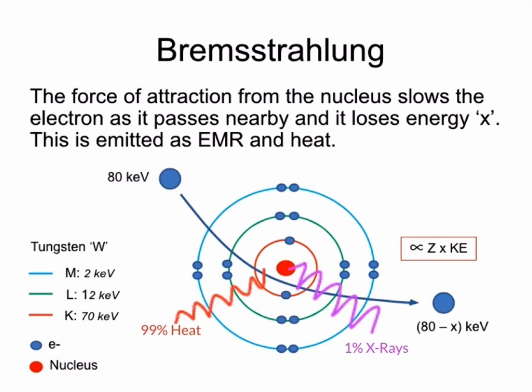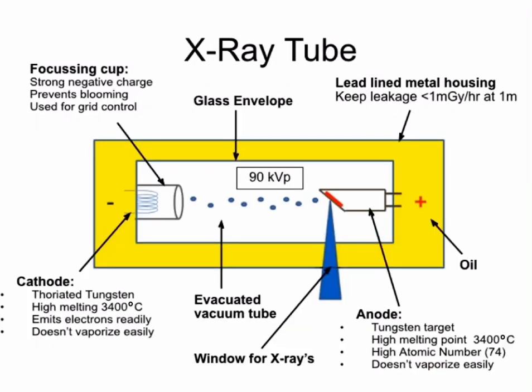The likelihood of Bremsstrahlung increases with atomic number, as the higher the atomic number, the stronger the pull on the transiting electrons. It also increases with the kinetic energy of the electrons, as higher energy electrons are more likely to reach the nucleus. They also produce higher energy X-rays as well. So that's the theory of X-ray production basically covered.